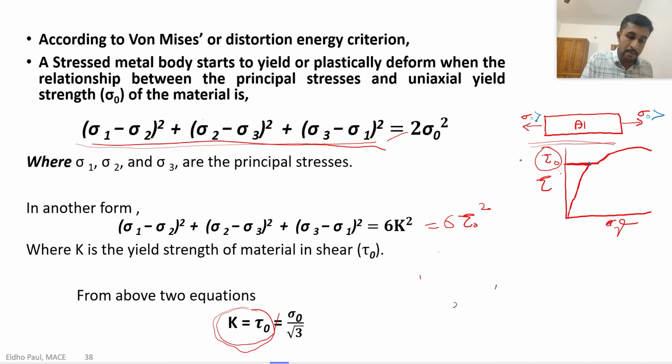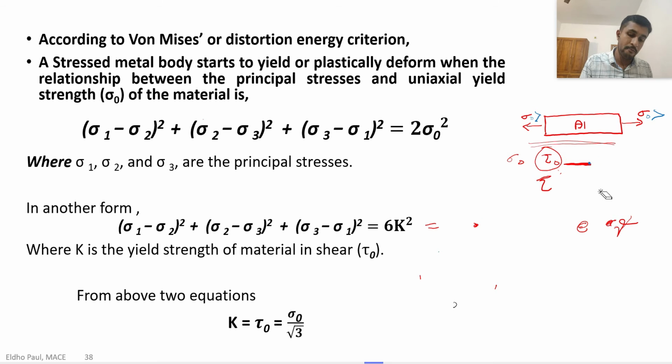This is the normal stress, sigma 0. If you plot the stress strain diagram with respect to normal stress and normal strain, then we get the right hand side 2 sigma 0 square. If you plot the stress strain diagram with shear stress and shear strain, then the shear stress value gives 6 tau 0 square. Both equations are the same. So this is the condition for yielding based on the Von Mises stress criterion.